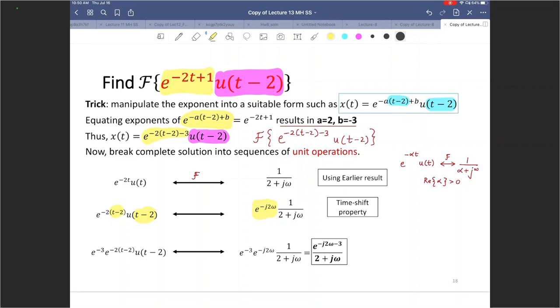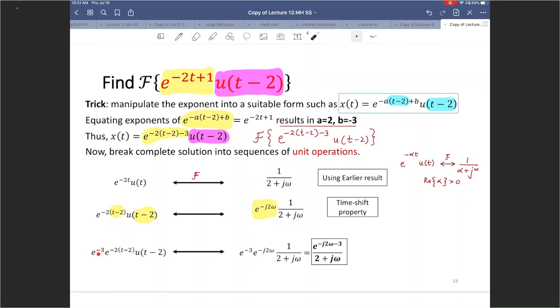So X of omega remains as is. You have e to the minus j2 omega multiplied to it. So we are getting closer to what we really want. What we really want is the Fourier transform of a signal, e to the minus 2 times t minus 2, minus 3. So I still am missing e to the minus 3.